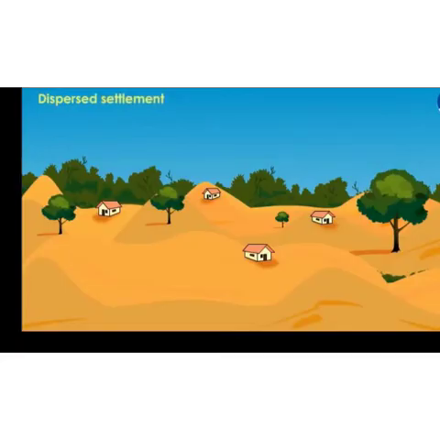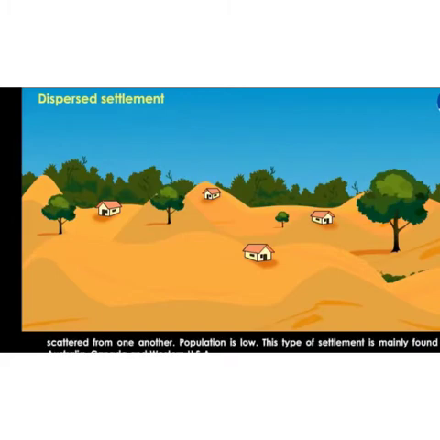Dispersed settlement. These settlements are generally found in hilly areas, plateaus, and highlands. Example, in Himachal Pradesh, Sikkim, and North Bengal in India, the houses are scattered from one another. Population is low. This type of settlement is mainly found in Australia, Canada, and western USA.